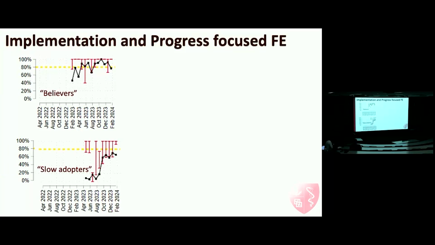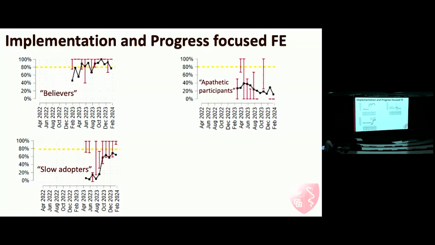Then we had the slow adopters. We found a pattern where people would start off slow, but then as we worked with them, identified adaptations and identified champions, we were able to increase their screening rates, and we were able to get them to a point where they were consistently sending their patients to the PAWS board. But then we had some apathetic participants, as I'm labeling it. Happy to think of some other names.